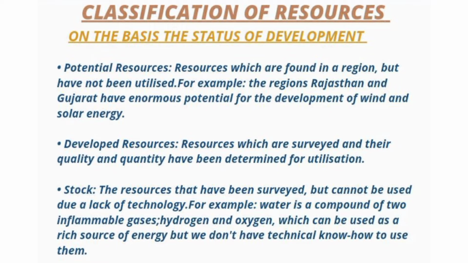Developed resources. Resources which are surveyed and their quality and quantity have been determined for utilization. Stock. The resources that have been surveyed but cannot be used due to lack of technology. For example, water is a compound of two inflammable gases, hydrogen and oxygen, which can be used as a rich source of energy, but we don't technically know how to use them.